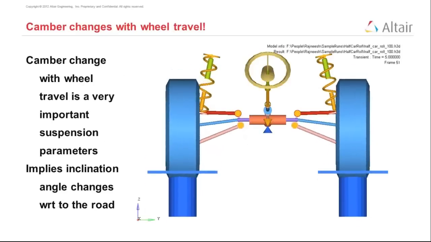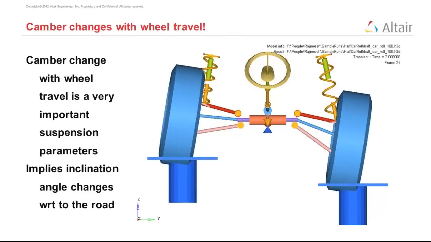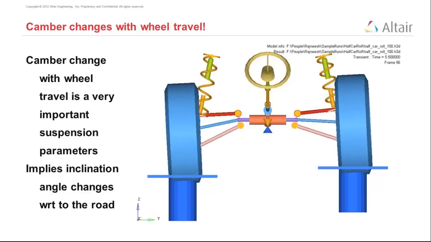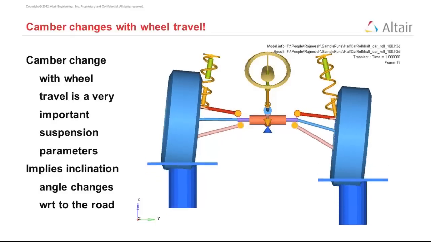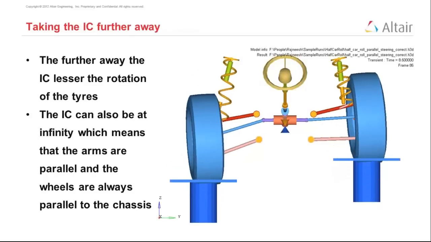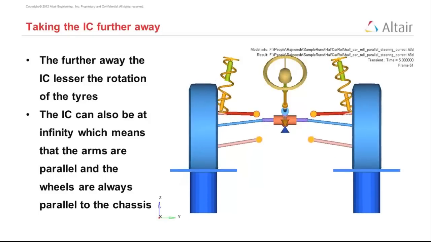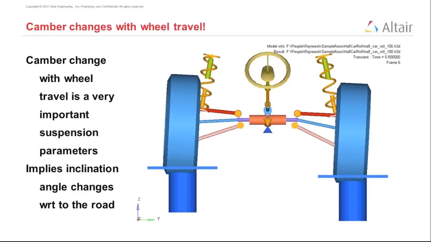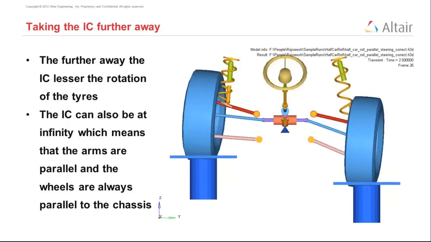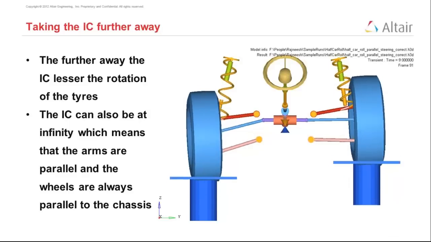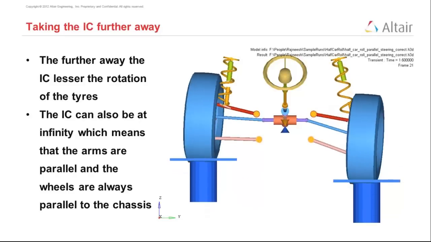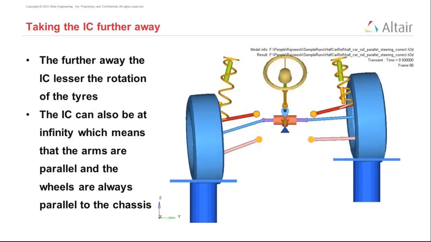So in this example you saw, if you extend the upper and lower control arm, the instant center is inside the vehicle, very close to the center of the vehicle. And in this situation, there is very high camber change. In this animation, we have moved the instant center away from the vehicle to a distance further away. And now you can see that the camber change is very, very low. High camber change when the instant center is close, low camber change when the instant center is further away. If the instant center is at infinity, that means the arms are parallel and the wheels will always stay parallel to the chassis. Remember, in a half-car simulation, you are keeping the vehicle fixed and moving the tires.